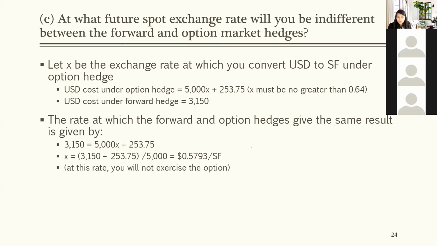All right. So if you want to find the indifferent point exchange rate between the two options, option hedge and forward hedge, then you equate the two costs here. So if you do so and you rearrange the equation, you will find that x is $0.5793 per franc. Okay. So x is less than 0.64, so this is an acceptable solution. So at this rate, you will not exercise the option, of course, because it's less than 0.64.